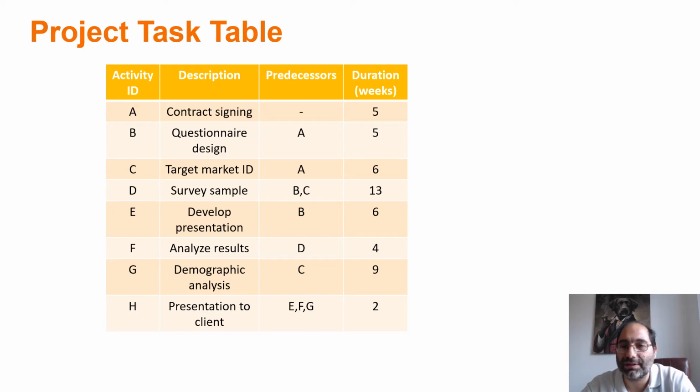So based on this table, I'm gonna design the network diagram for this project. And I'm gonna use this to find the critical path and estimate the total duration of this project. So how long is it gonna take to complete this project? Someone might think, why don't I just add the duration of each task? So 5 plus 5 plus 6 plus 13 plus 6 plus 4 plus 9 plus 2. At the end of the day, I need all tasks to be completed in order to complete the project.